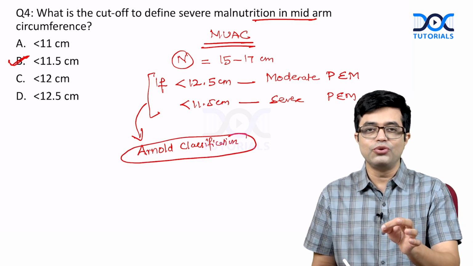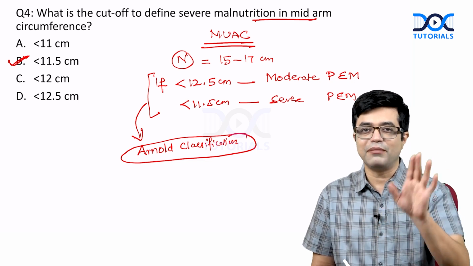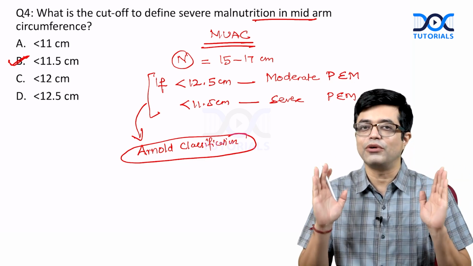Arnold classification uses which parameter to assess malnutrition? Simple thing, mid-arm circumference. And mid-arm circumference cutoffs you already know.